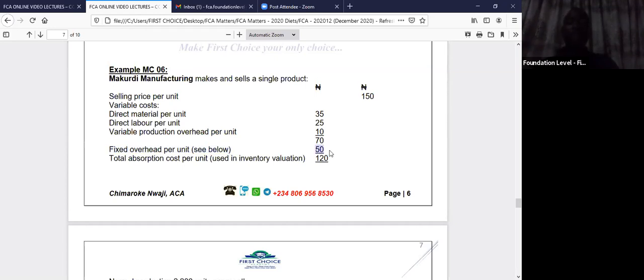So in a moment, we're going to look at how we got the 50 naira here from the question. I analyzed it for you. And that is how it is usually done. So when you add 50 to 70, you have 120. And notice here, it's going to be used in valuation. That means you are going to be valuing it at your total cost.